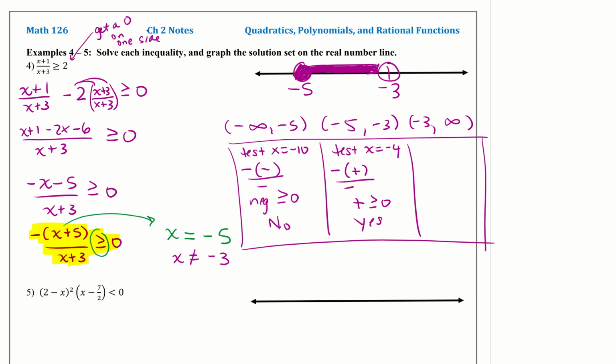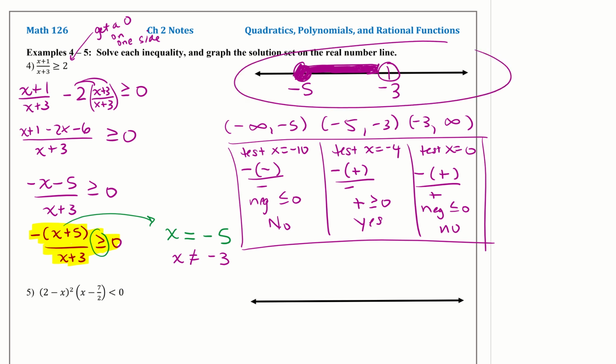And then if I test something bigger than negative 3, maybe I test 0. I'd end up with a negative. If I plug in a 0 here, I'd have a positive inside that parenthesis and a positive underneath. So I get a negative, which is not greater than or equal to 0. So I will not shade in that region.